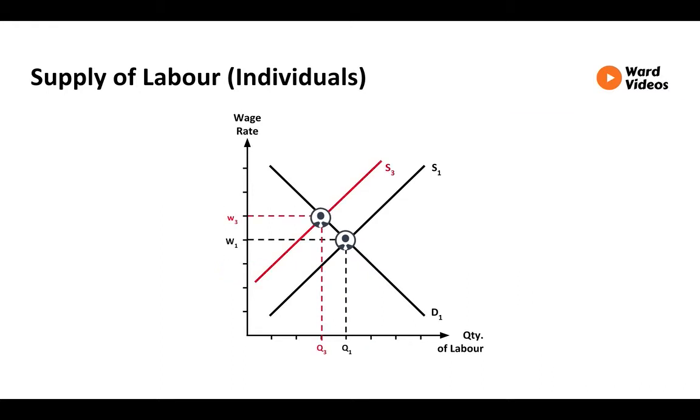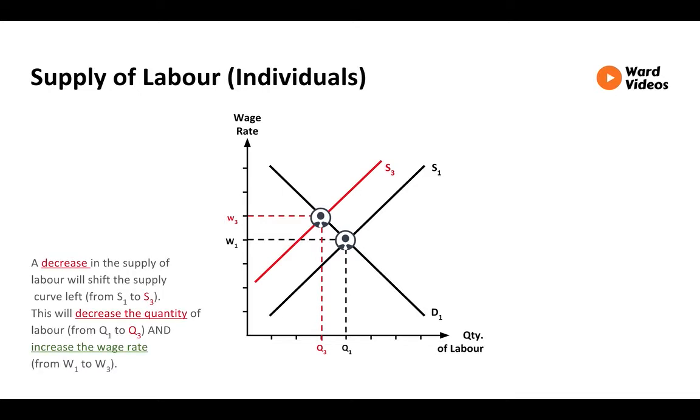However, a decrease in the supply of labour will shift the supply curve left. This will decrease the quantity of labour and increase the wage rate.